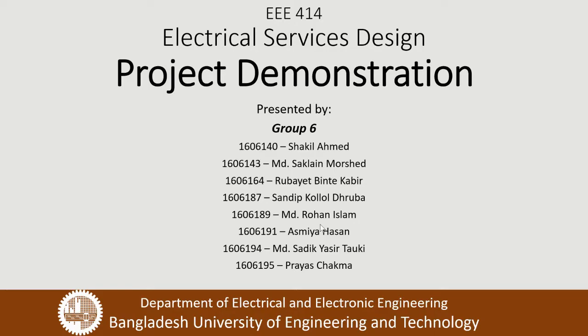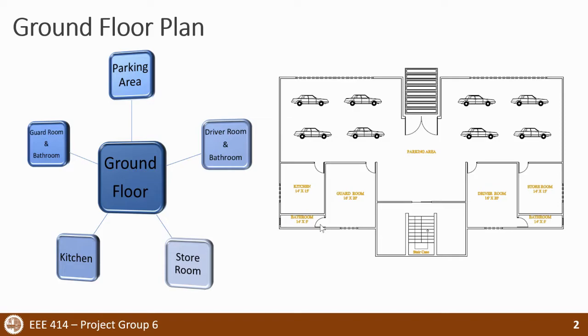I along with my project partners are here to present our project of electrical service design course. Our project is basically a three-storied building design with proper electrical equipment connection diagram with conduits and fittings. If we look at the ground floor plan of our project, there are basically 5 allocated areas, which are a parking area of 2,288 square feet, a guard room, and a driver room with attached bathroom facility. A 14 feet by 18 feet area is allocated separately for both kitchen and a storeroom.